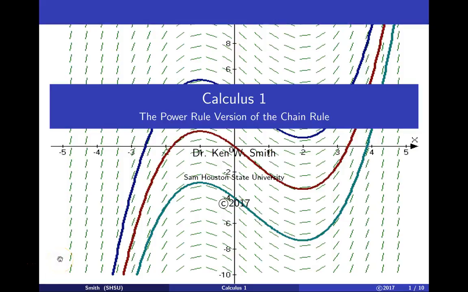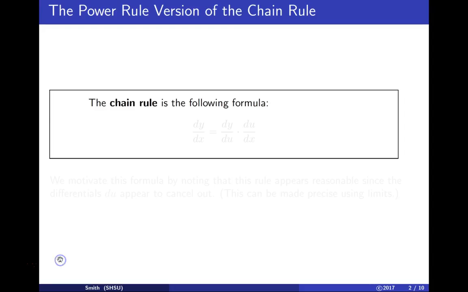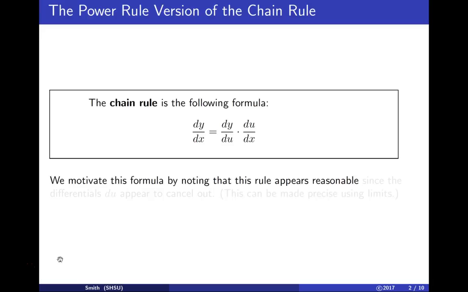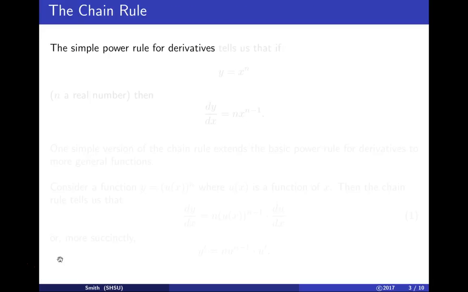In this lecture, we look at the power rule version of the chain rule. The chain rule is the following formula. The derivative of y with respect to x is equal to the derivative of y with respect to an intermediate variable u times the derivative of u with respect to x. We motivate this formula by noting that this rule appears reasonable since the differential du will cancel out in the numerator and denominator. This can be made precise using limits.